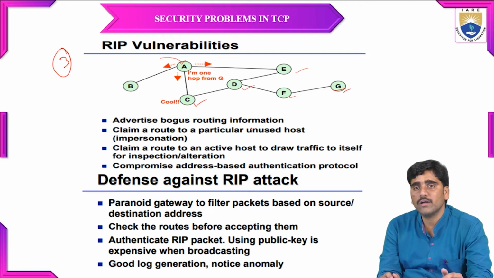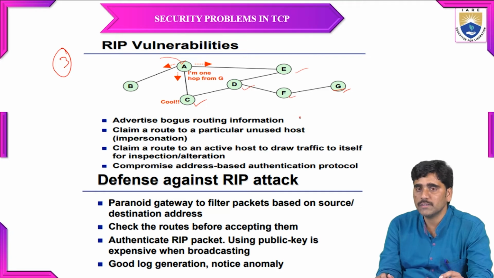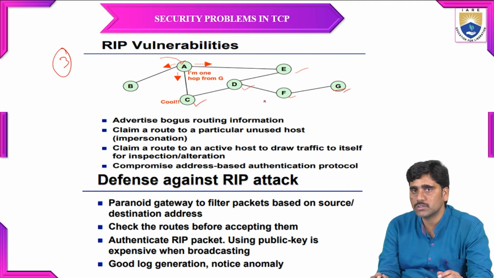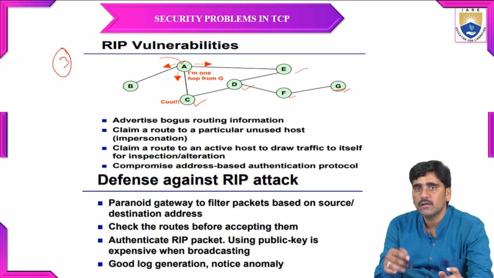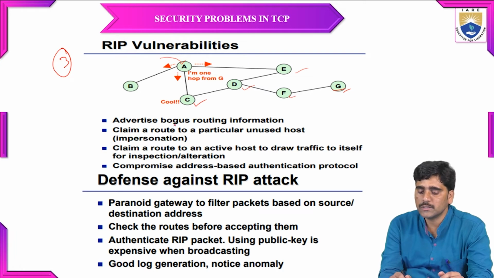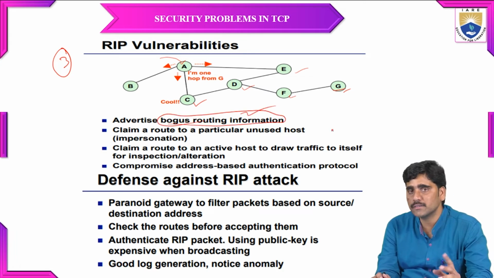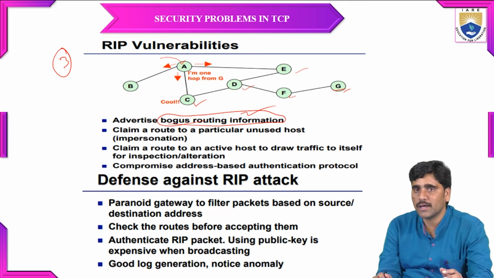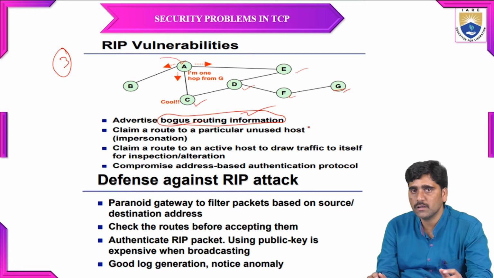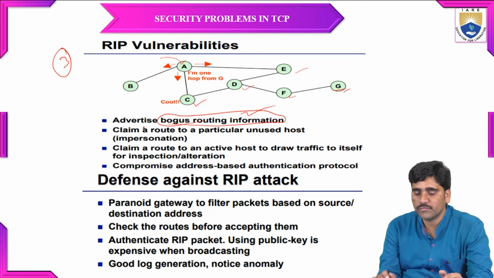I am the one hop from G, so please use me to find out the route. That is how he can convey the message in the middle of the route. So they are able to divert all the routes by providing information about him. That is nothing but advertising bogus routing information, non-directional or miscommunication routing information. That is the first thing that can happen in the middle of the routing information protocol.